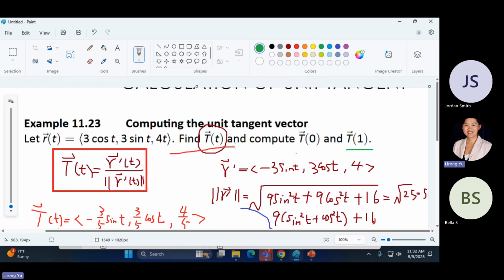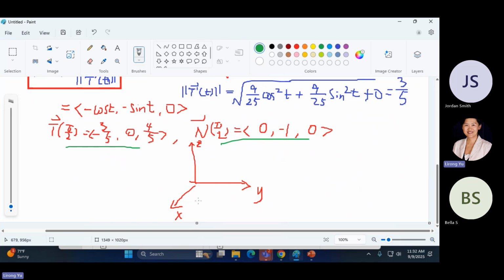So we have to graph the original curve. The original curve is a spiral motion. It starts with t equal to 0. At t equal to 0, the initial point is (3, 0, 0). It's on the x-axis, so start from here.